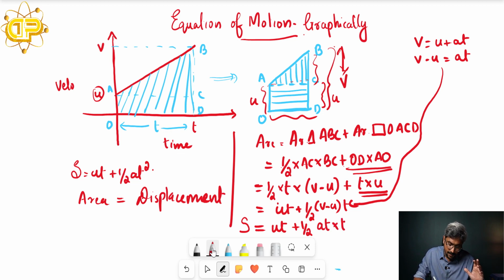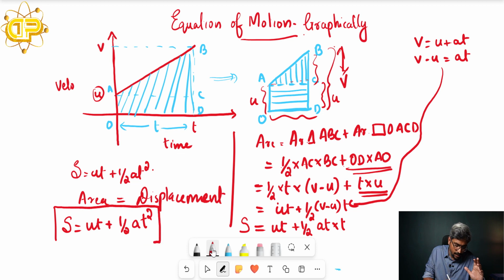So you will get the final answer as S is equal to UT plus half AT square. From there, you are getting the second equation of motion, that is S is equal to UT plus half AT square. Simple as that.